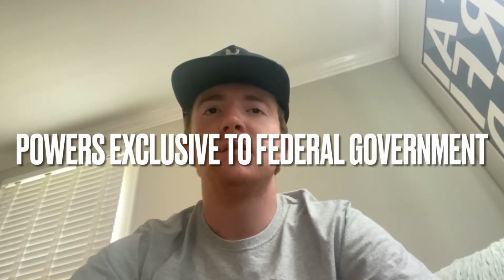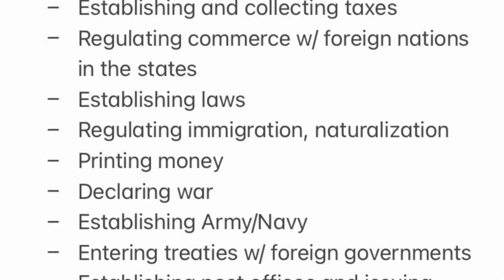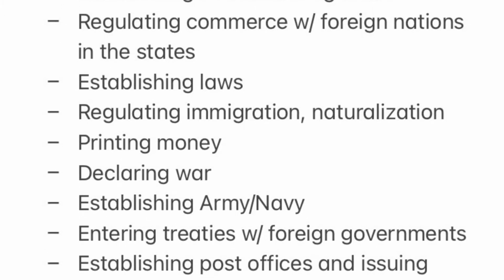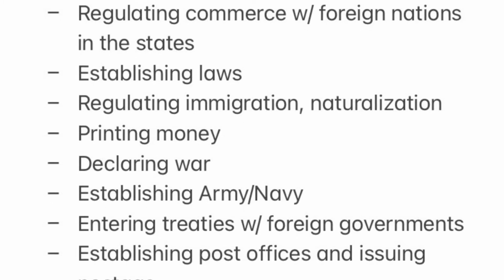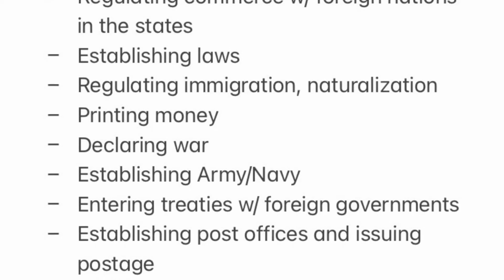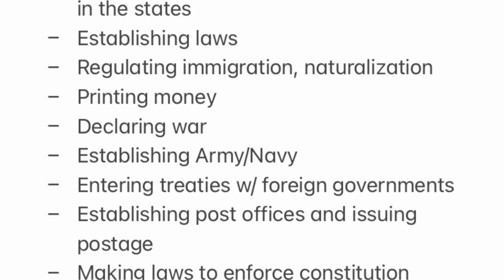Examples of powers exclusive to federal government are establishing and collecting taxes, regulating commerce with foreign nations and the states, establishing laws regulating immigration and naturalization, printing money, declaring war, establishing an army and a navy, entering into treaties with foreign governments, regulating commerce between states and international trade, establishing post offices, postal roads, and issuing postage, making laws necessary to enforce the Constitution, implied powers, and inherent powers.